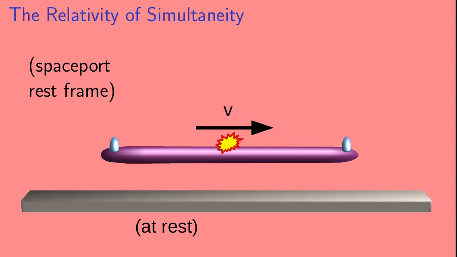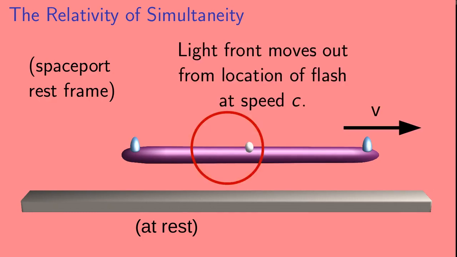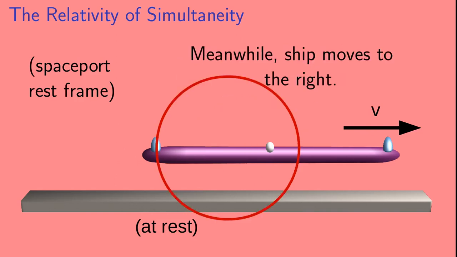Okay, so the flashbulb illuminates. Now the speed of light is c in all inertial frames. So in the spaceport rest frame, the light front also moves out from the location of the flash at speed c in all directions. Meanwhile, though, the ship is also moving to the right. The left sensor is moving toward the light flash, while the right sensor is moving away from it.